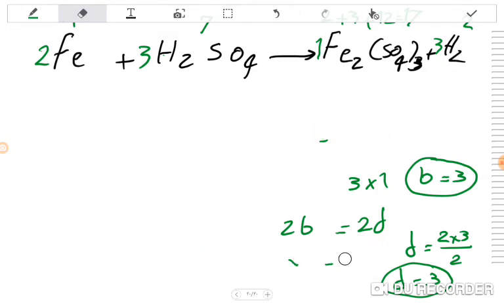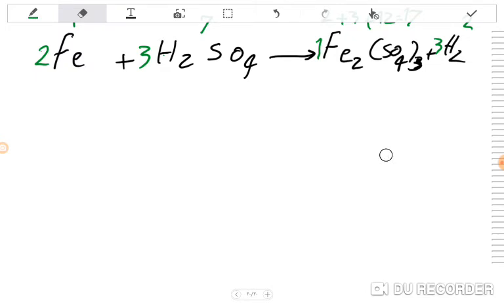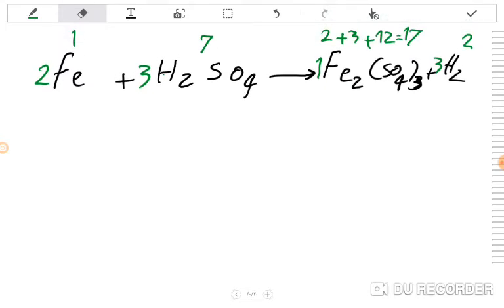This math technique is really very useful. No problem. You can use it for each equation, even a tough one. You can use this technique and balance all of the equations. No problem. Okay.